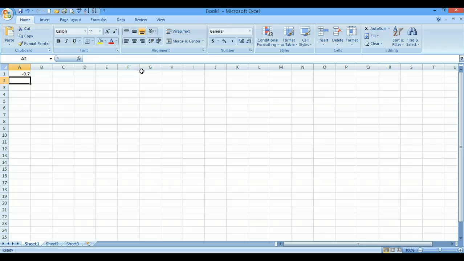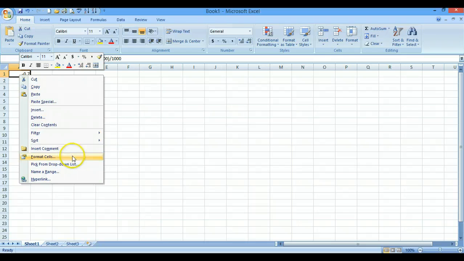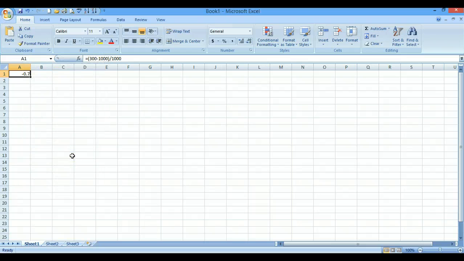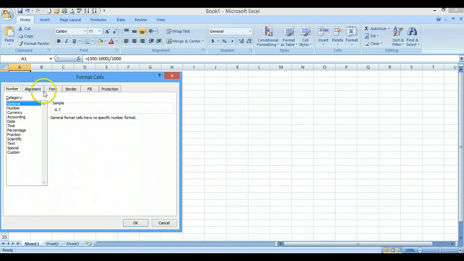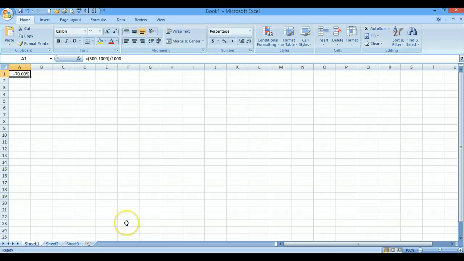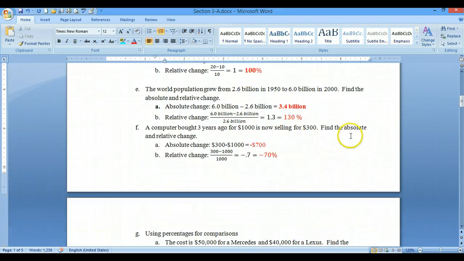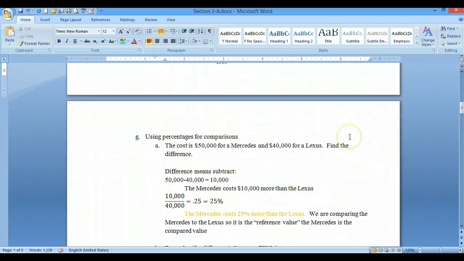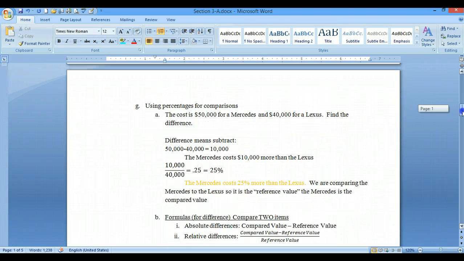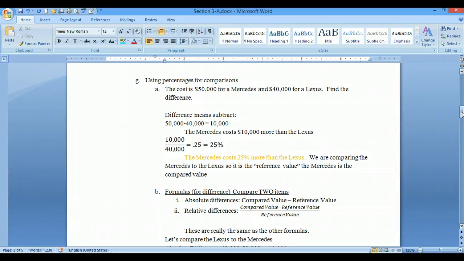If I want to change that to a percent, I can also format the cell. There it is. Format the cell to be a percent, and there we go, negative 70%. But you can use your calculator as well on these smaller problems. I'm just trying to get you familiar with Excel because you're going to have your very big projects coming up on Excel, and it's nice to have a little bit of background before you're thrown into the midst of it.